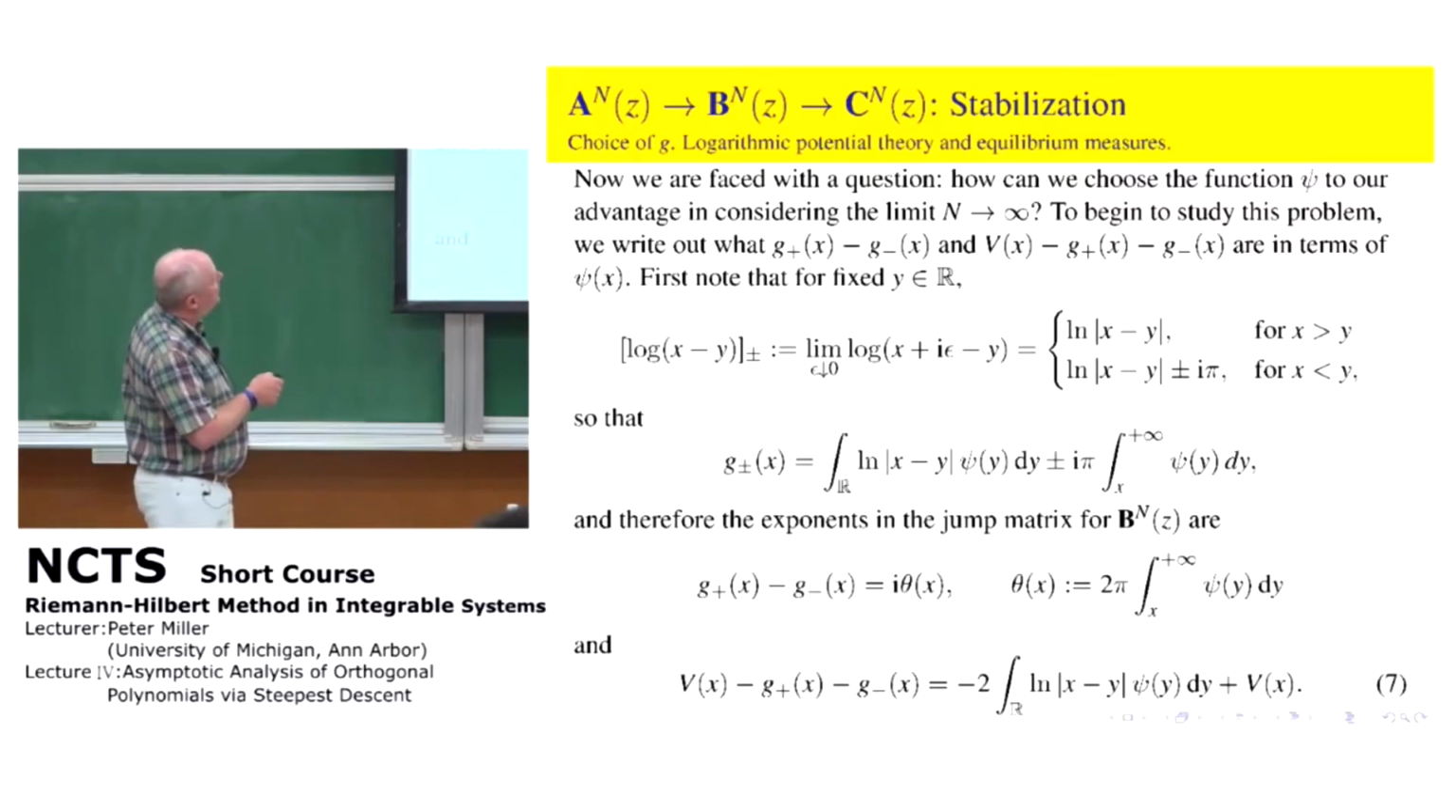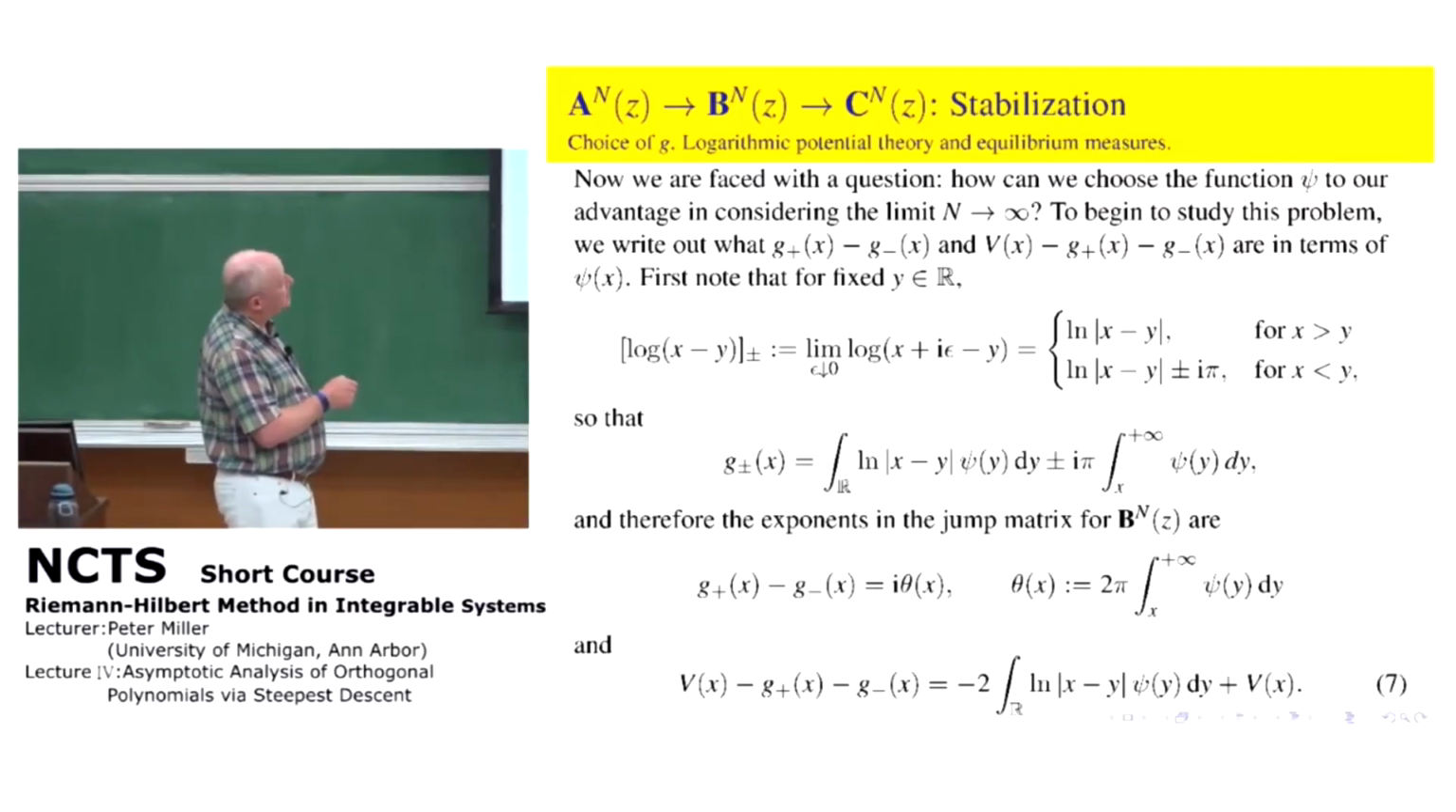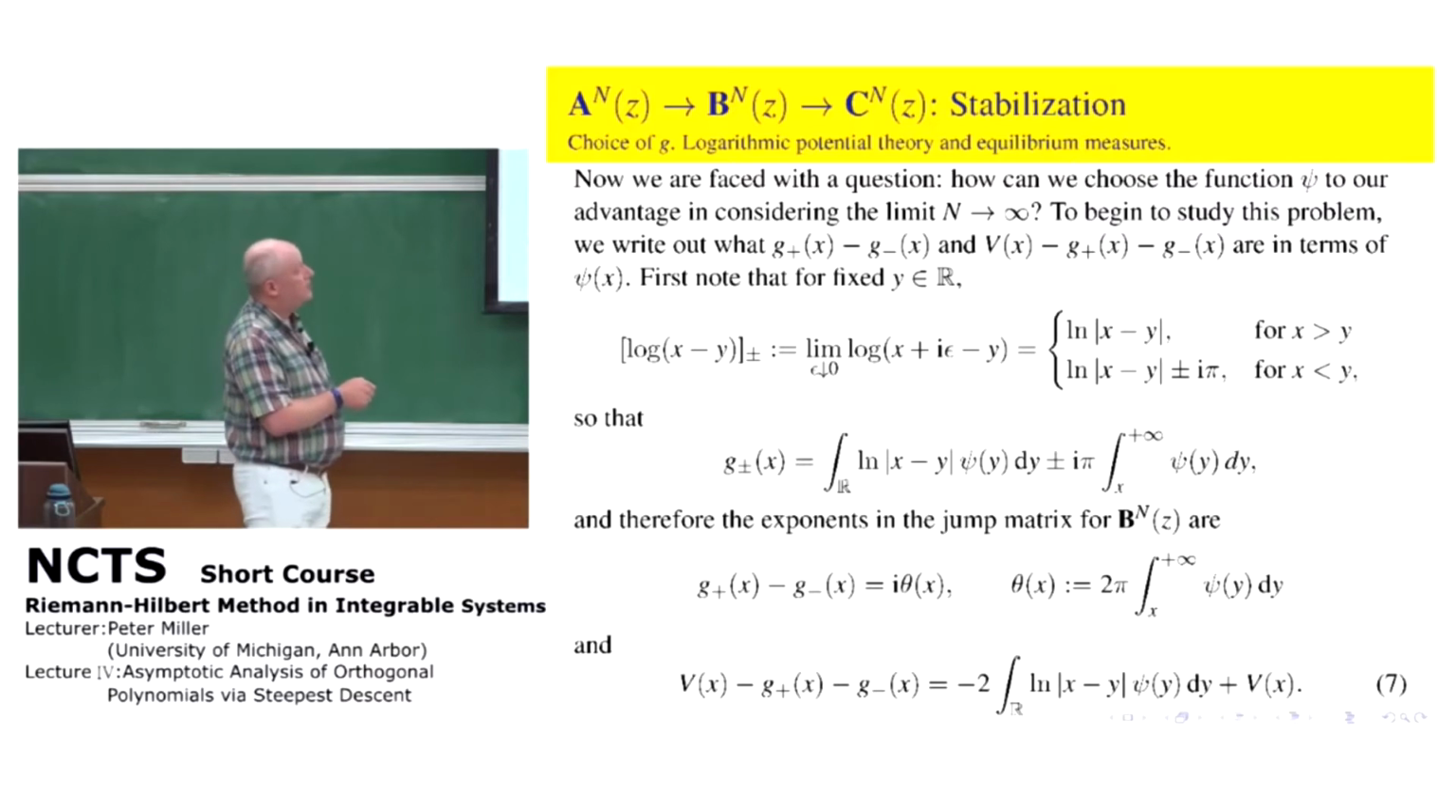Okay, so anyway, now how do we choose it? That's going to involve some business from logarithmic potential theory. So we're faced with the question: how should we choose the function psi that is in our formula for g to our advantage in considering the limit n to infinity? To begin to think about it, we should write out what g plus minus g minus that shows up on the diagonal and v minus g plus minus g minus that's on the off diagonal are in terms of psi. To do that, the formula for g involved the logarithm under the integral, so we should take boundary values of the principal branch of the logarithm.